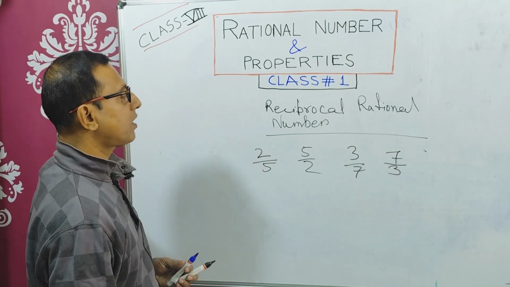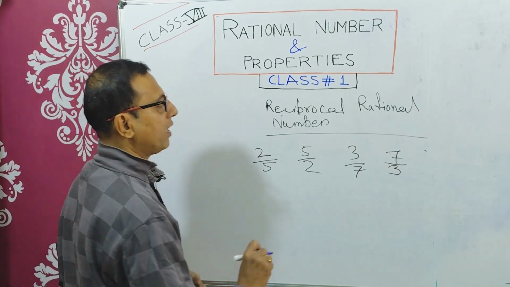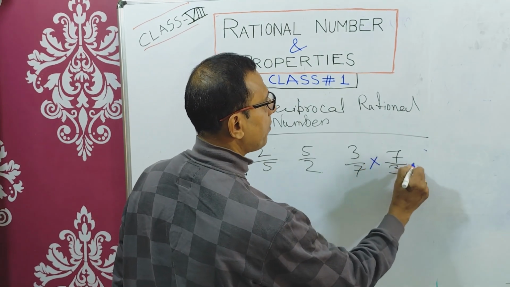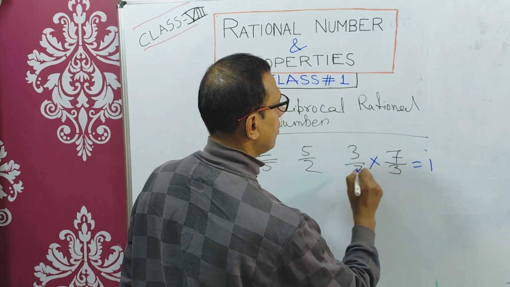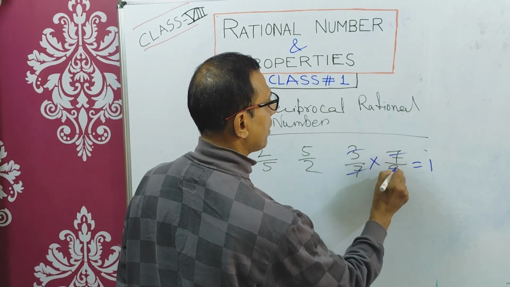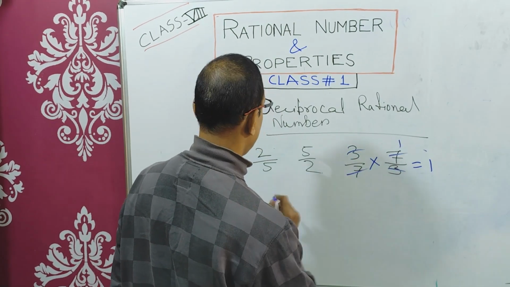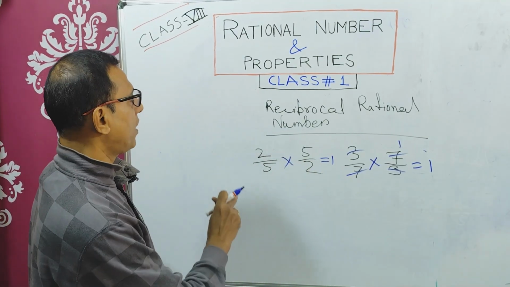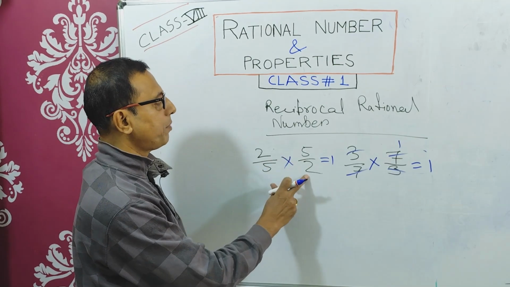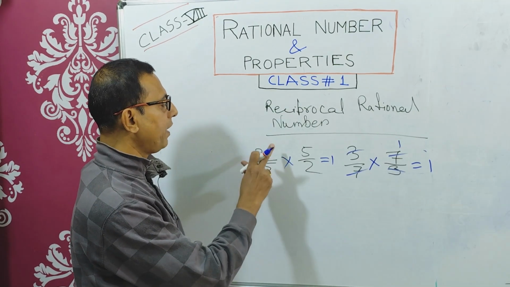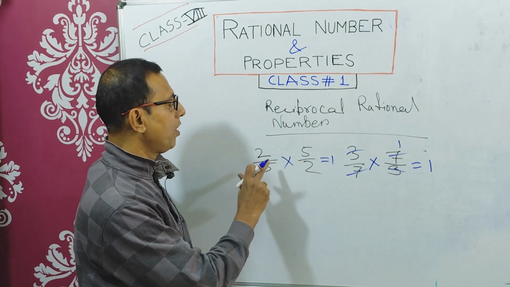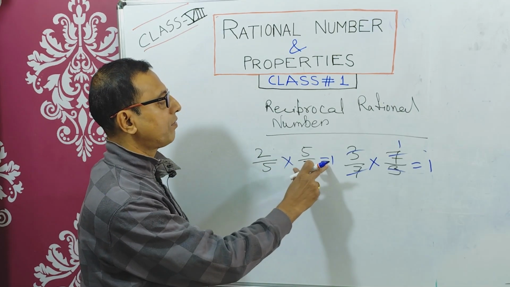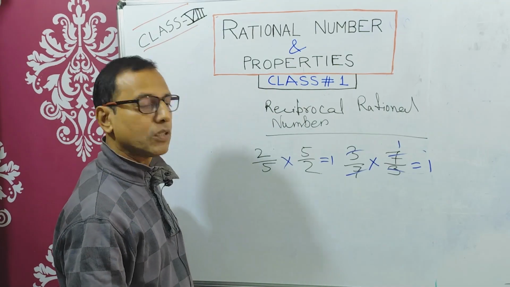So this is another property, reciprocal. If you multiply any rational number with its reciprocal, then the multiplication result will be 1. 7, 7 cancel, 3, 3 cancel, 7 ones are 7, 3 ones are 3. Same thing, 2 by 5 into 5 by 2 equals 1. So if you multiply one rational number with its reciprocal, which is the flipping of numerator and denominator, the multiplication result is 1.